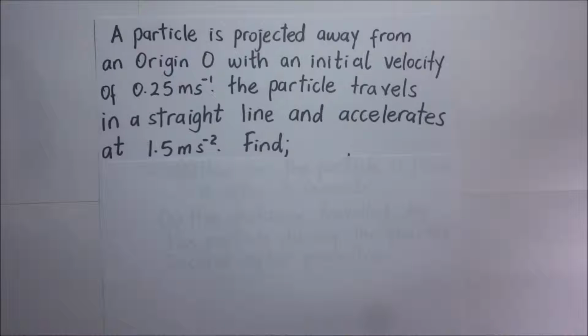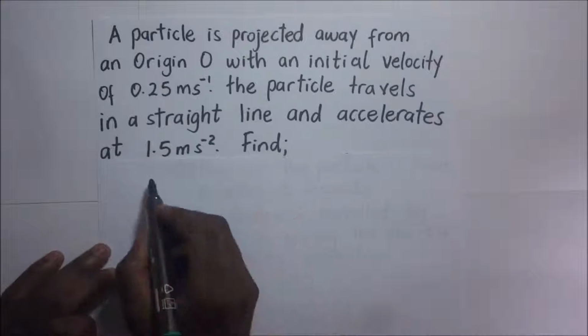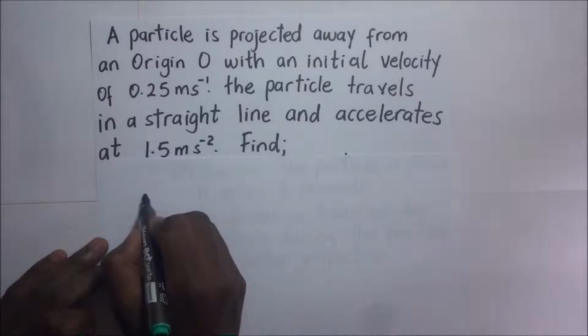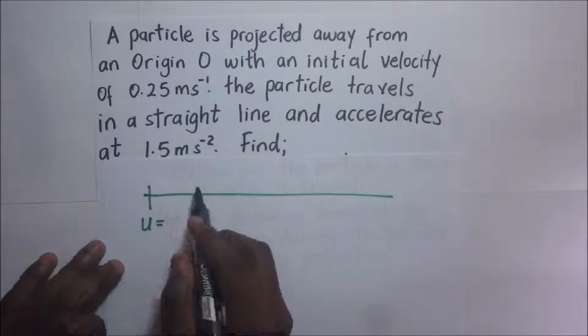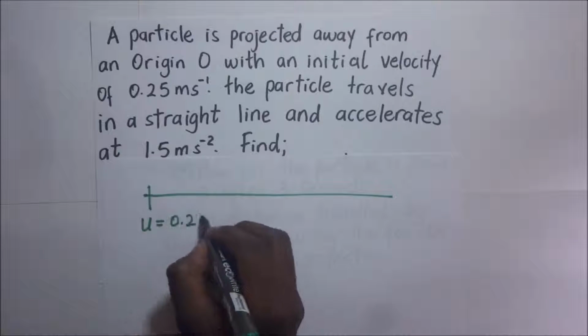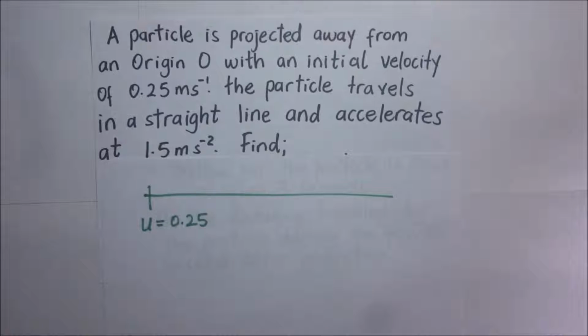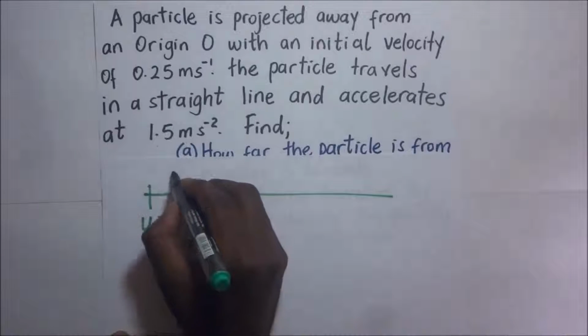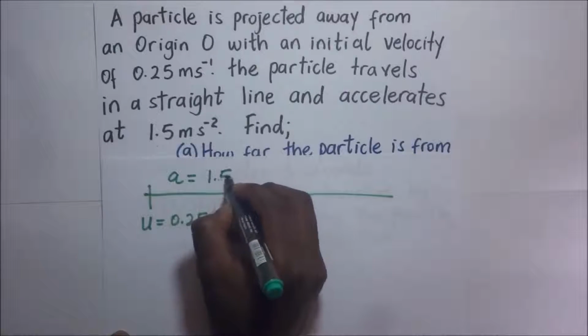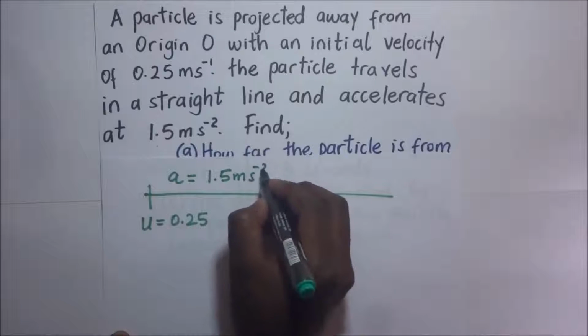So in this question, it goes that a particle is projected away from the origin O with an initial velocity of 0.25 meters per second. So we are having a particle. Let's say this is our origin, it is projected from this point with an initial velocity u of 0.25 meters per second. The particle travels in a straight line and it accelerates at 1.5 meters per second. So meaning its acceleration right there is 1.5 meters per second squared.